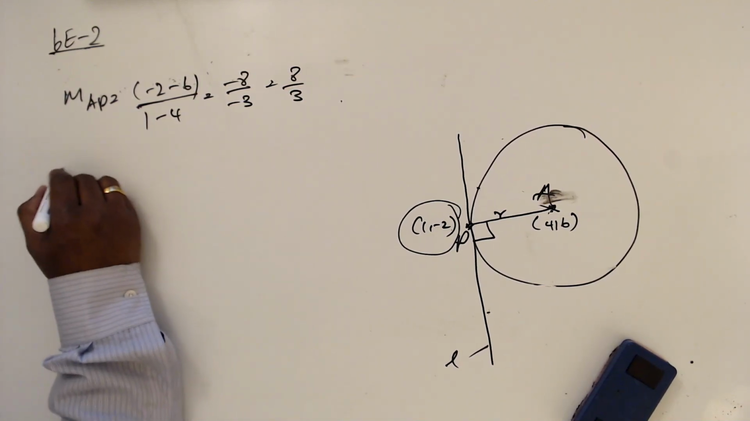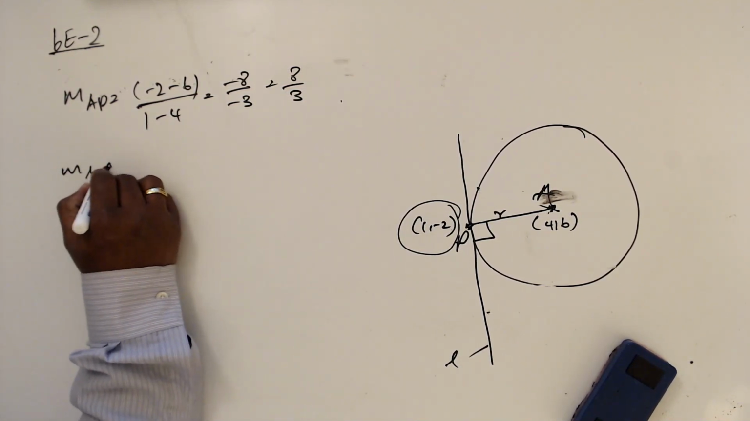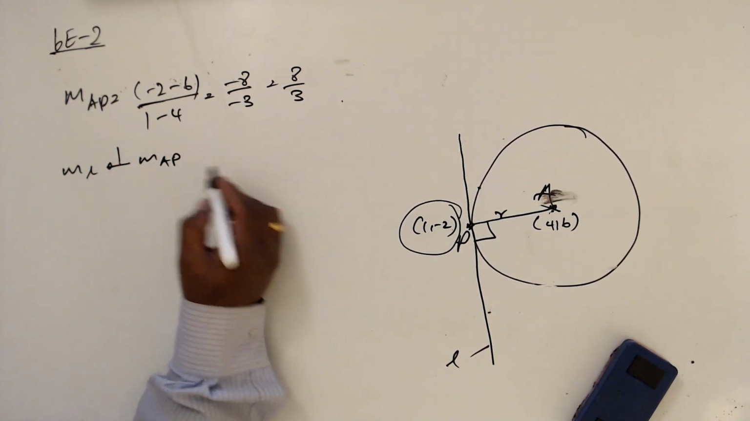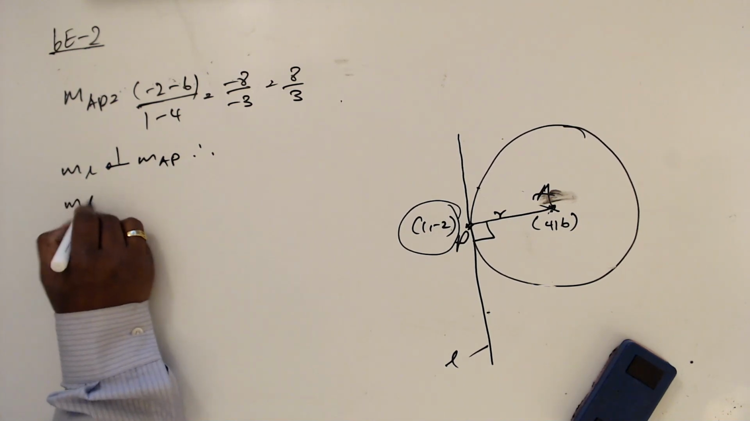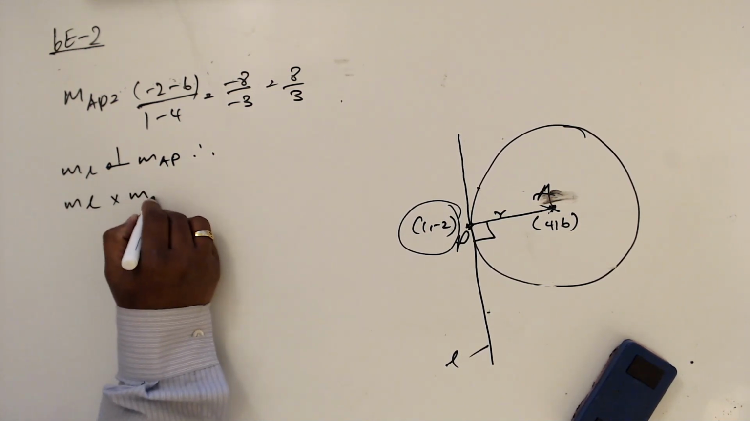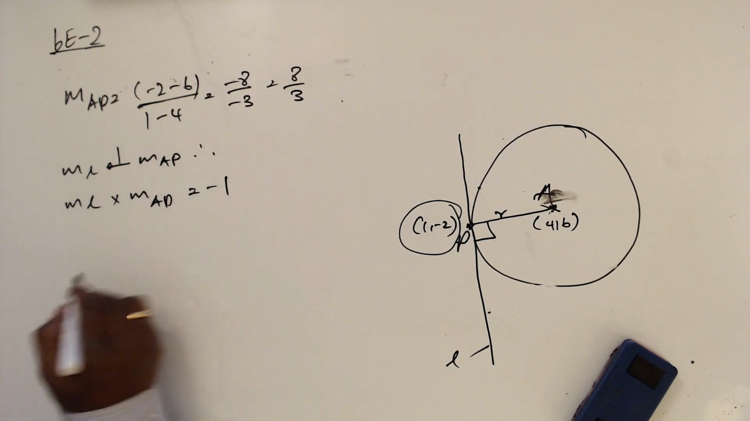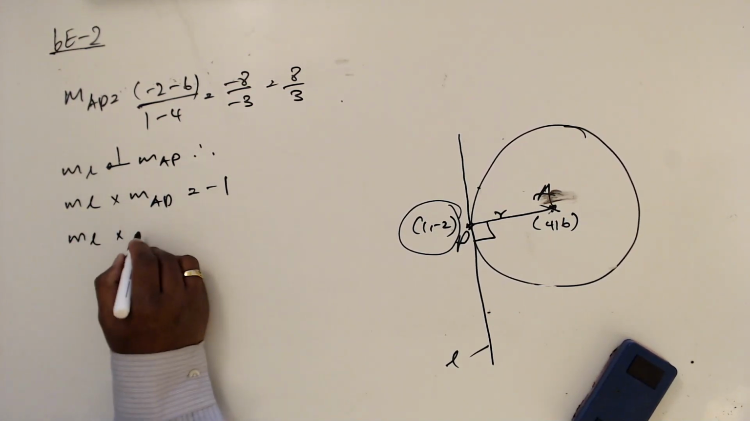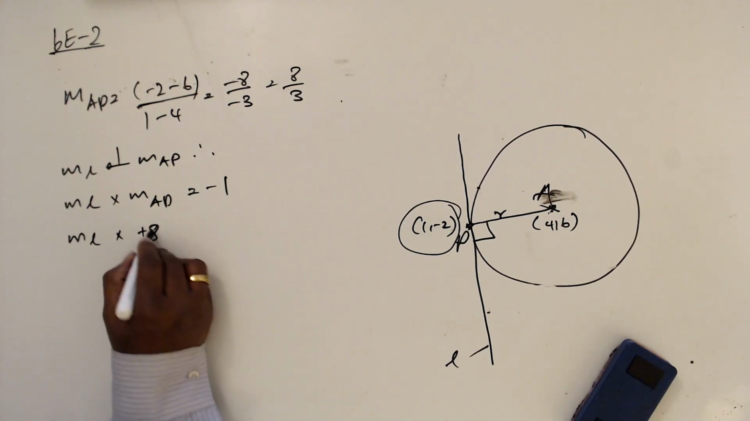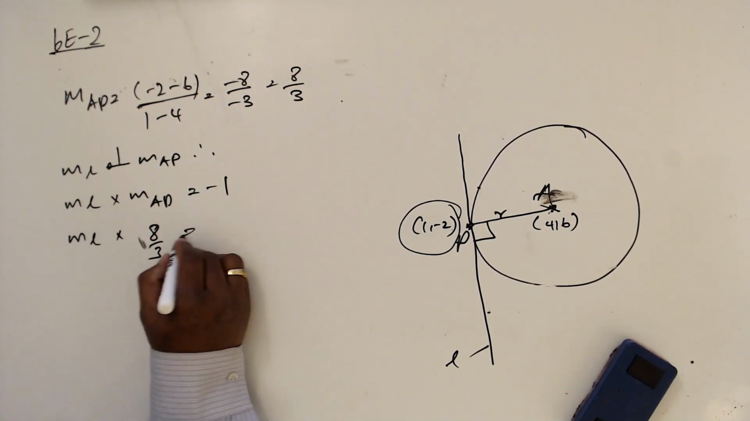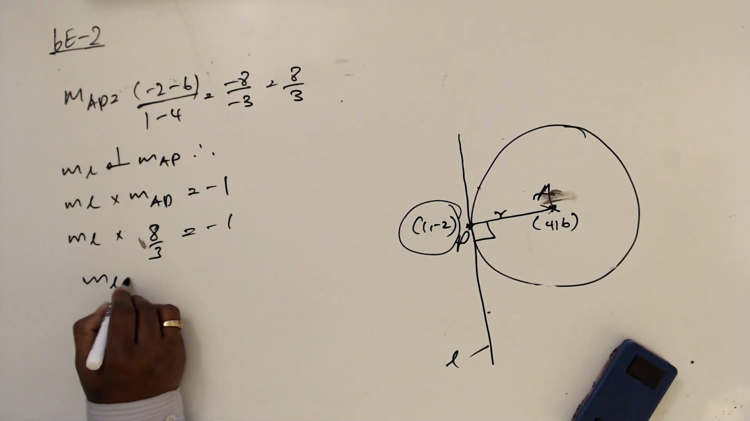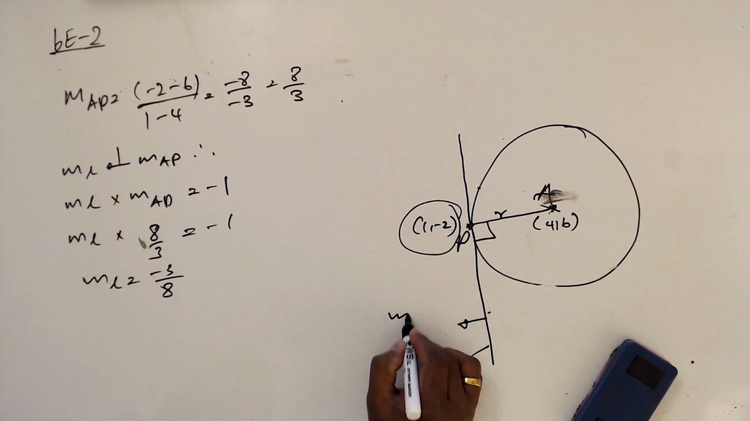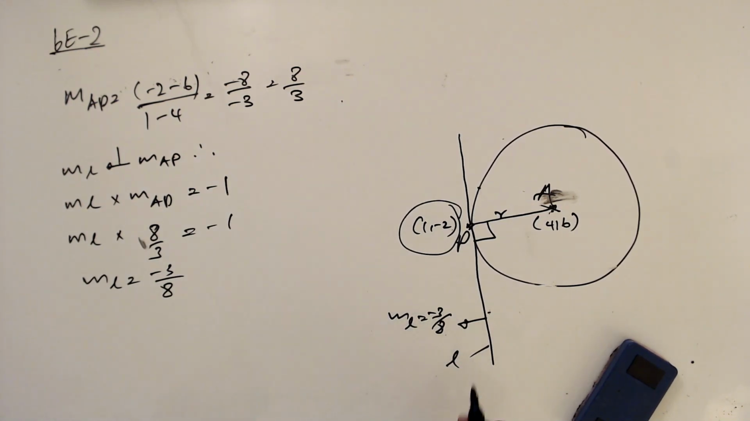Now ML is perpendicular to MAP. Hence ML times MAP equals minus 1. So ML times 8 over 3 equals minus 1, so ML equals minus 3 over 8. And now I have found the gradient, minus 3 over 8.